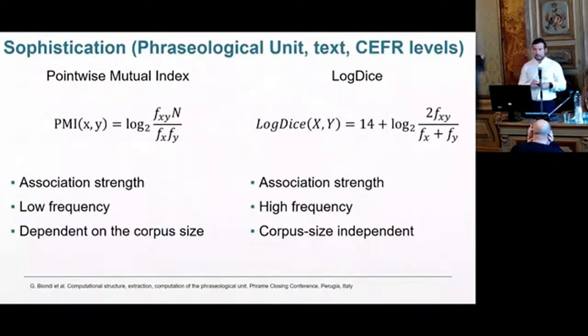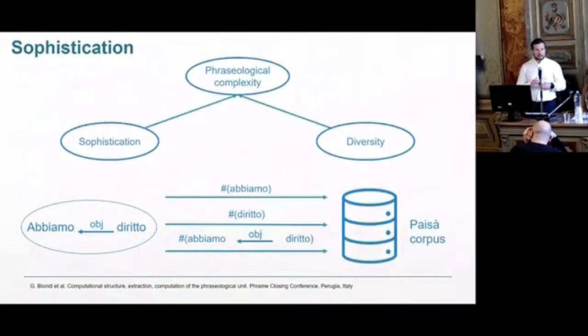Speaking of the two aspects of the project, sophistication and diversity, for the sophistication part, we consider two measures: the PMI, which Valentina already very well explained, and the log dice measure, which focus on different aspects. One is dependent on the size of the corpus, one is independent, but we computed both of them for all the phraseological units. As a source of statistics for the frequency of terms, we use the PISA corpus, because the Cherry corpus is relatively small in size and specific, while we needed a broader base to have statistics. And so we resorted to the PISA corpus, which is quite large actually.